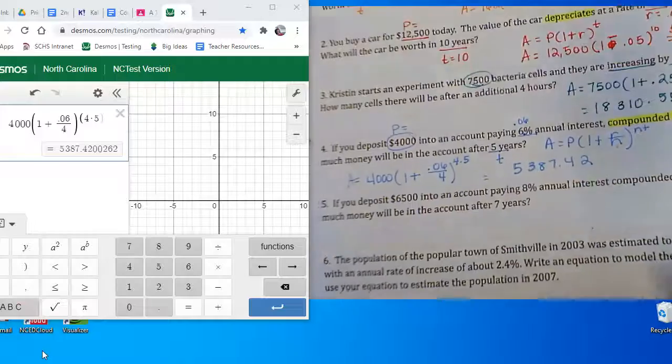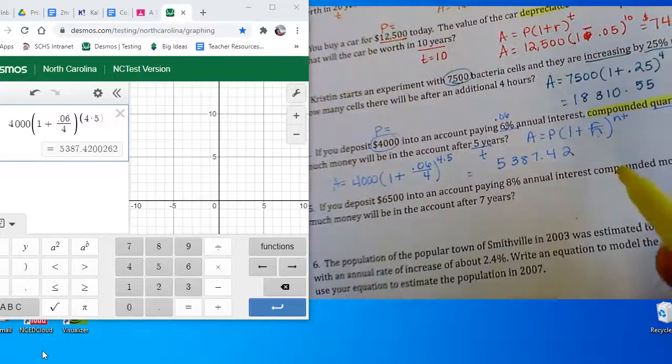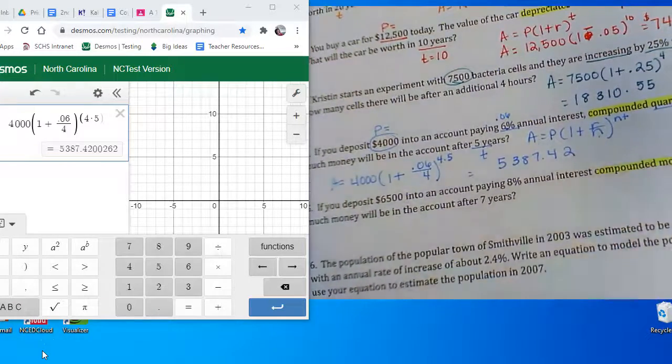Okay, let's see what we got. Alright, I still see compounded monthly here. So I know I'm still going to use that same equation that has the N's in it.